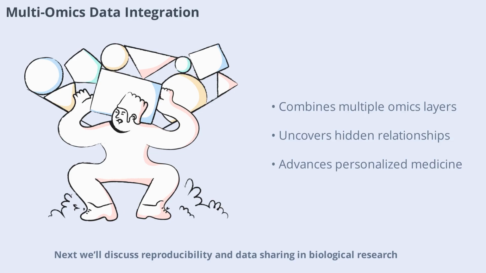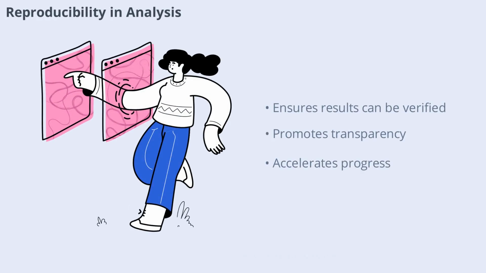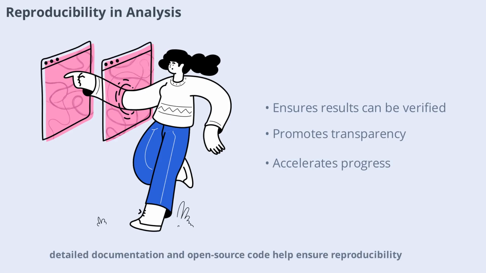Next, we'll discuss reproducibility and data sharing in biological research. Reproducibility is a cornerstone of scientific research. In biological data analysis, it means that results can be independently verified using the same data and methods. Practices like version control, detailed documentation, and open-source code help ensure reproducibility. Sharing data and analysis pipelines promotes transparency and accelerates scientific progress.